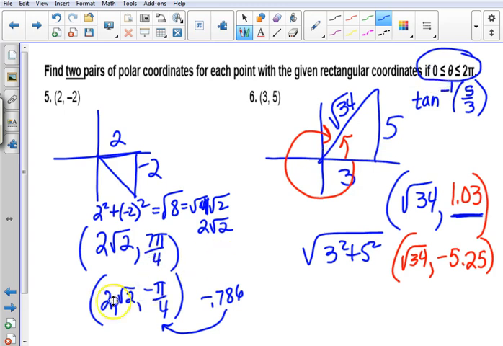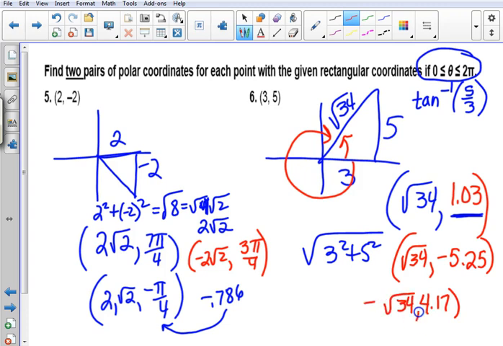We would have had to do a negative here, so we would have had to move it over here. So it would have been 3 pi over 4 with a negative square root of 2 over 2, if we wanted to follow the directions. And this one, same thing, we would have had to go down here, so we would have added pi. What's 3.14 plus that, guys? 4.17, thank you. And then it would have been negative square root of 34.